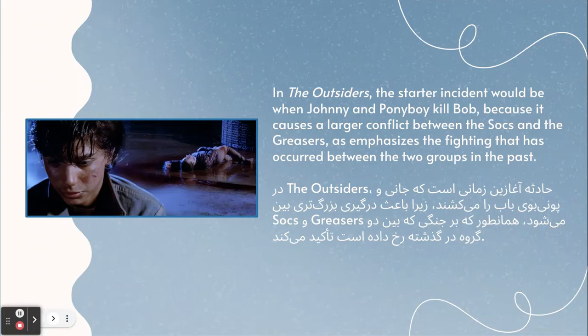In The Outsiders, the starter incident would be when Johnny and Ponyboy kill Bob, because it causes a larger conflict between the Socs and the Greasers, as it emphasizes the fighting that has occurred between the two groups in the past.